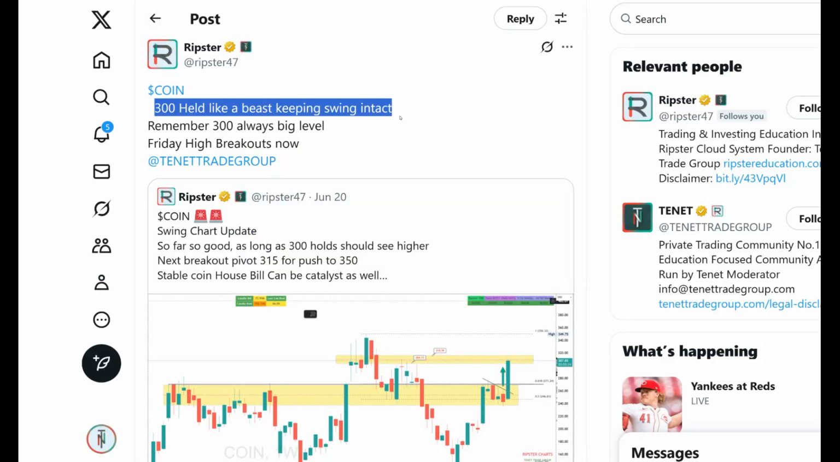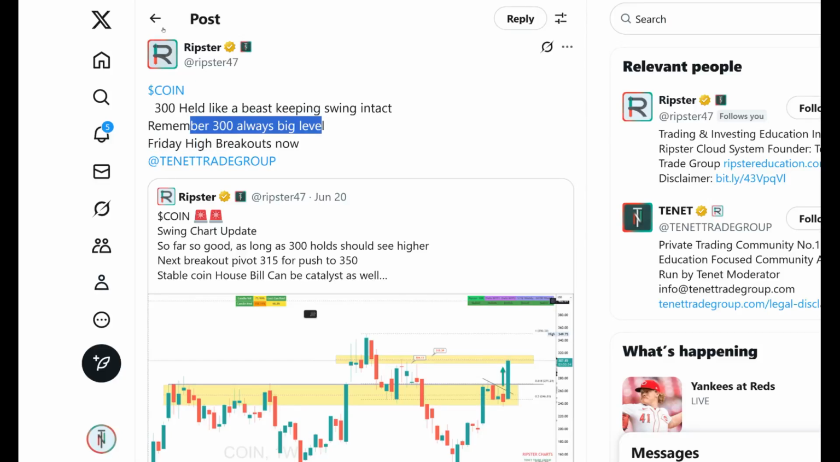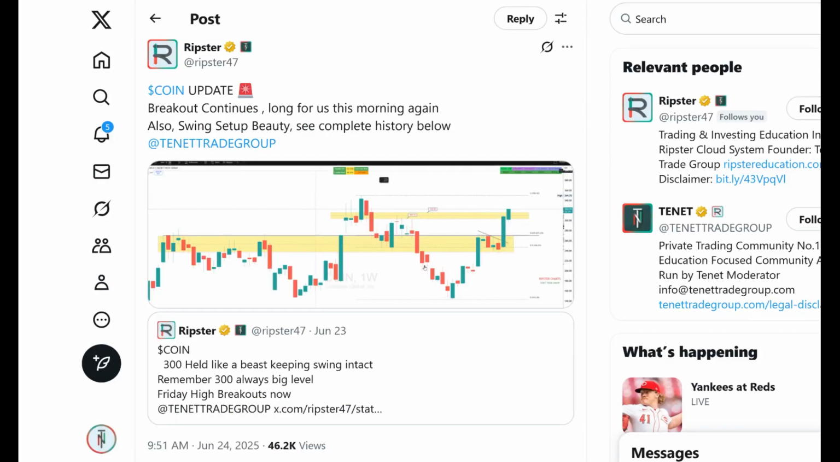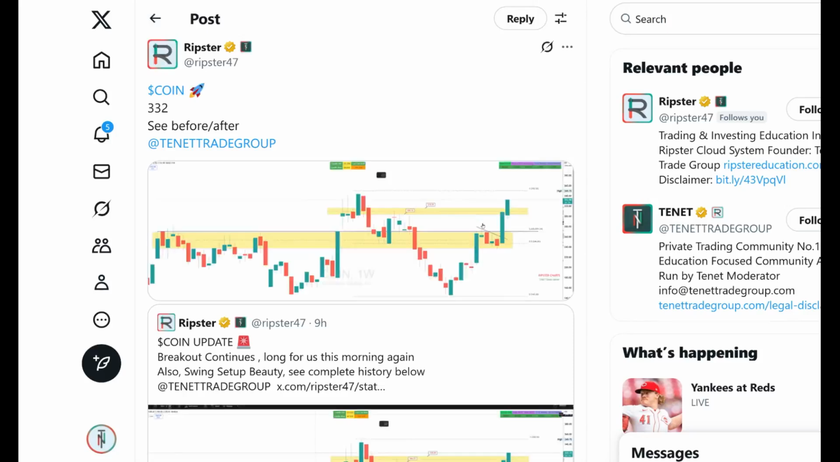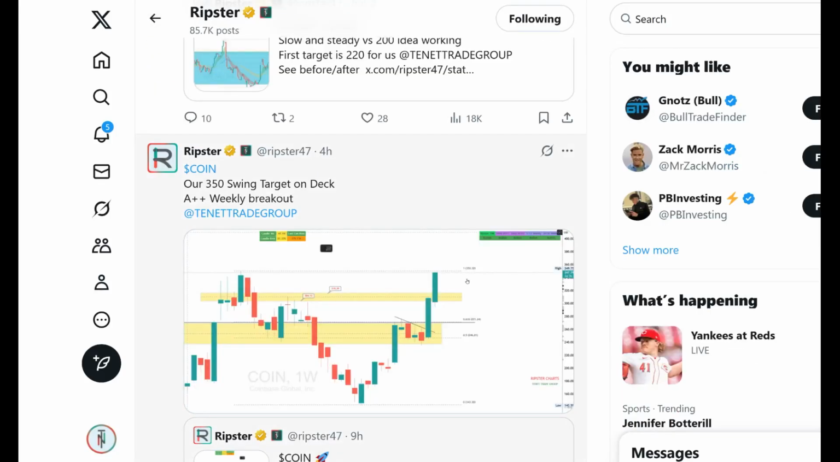So I also updated my Twitter followers. 300 held like a beast, 300 always a big level, trying to break out. And you always look at the bigger picture when you're swinging it. If I'm swinging it versus 300, I'm risking $4 or $5, but I'm making $40. So I'm risking $400 and I'm making $4,000 on that swing setup. Of course, you can buy the options, but you have to understand the risk reward on these options. But this was the breakout setup, guys. Look at this beautiful breakout setup. And I mentioned to my traders in the community that 350 is our target. We hit 332, and then we hit towards our 350 target, almost closed there, right?